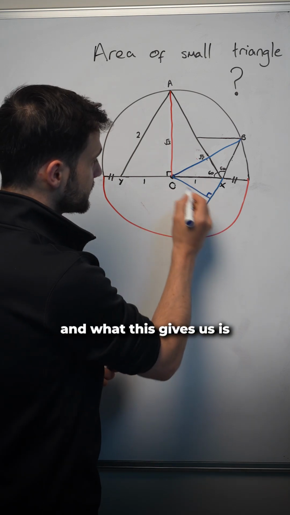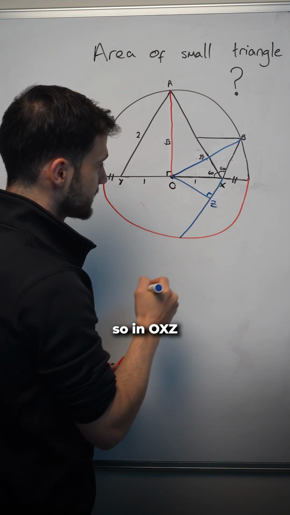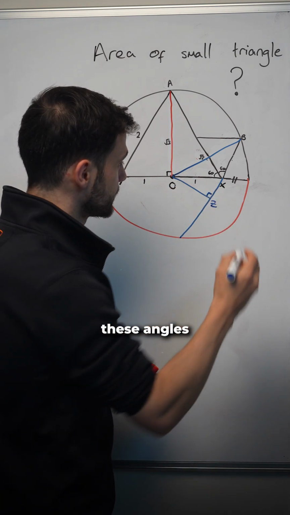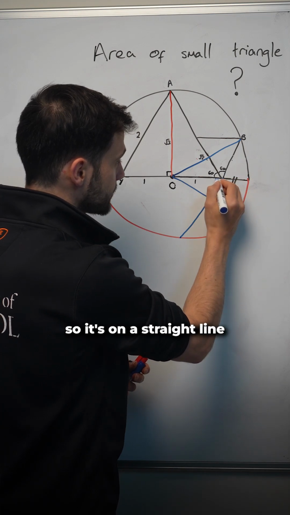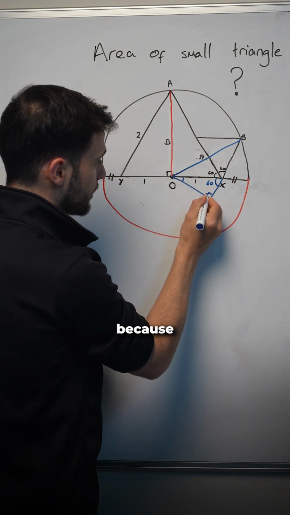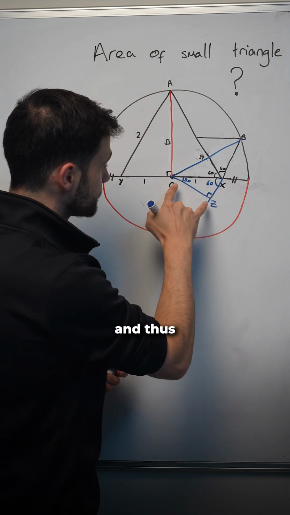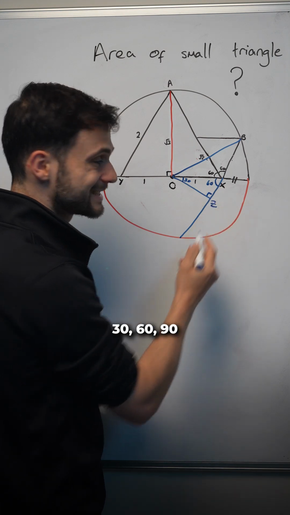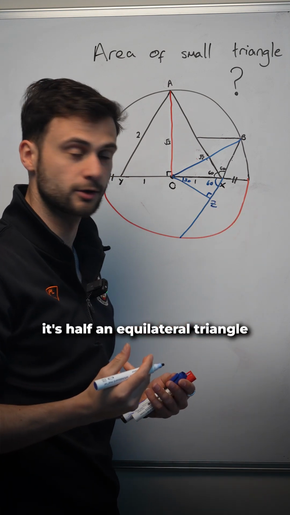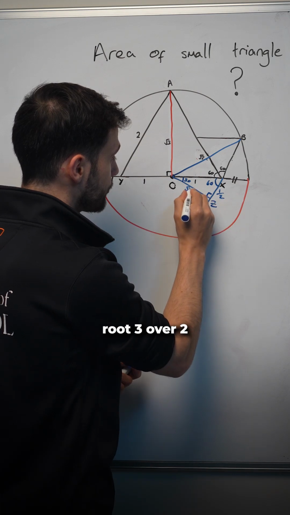And what this gives us is another triangle. We could call this point Z. So in OXZ, we can figure out these angles. Since we know that it's an extension of BX, so it's on a straight line, this angle will be 60 degrees. And thus, because it's a right angle, this angle will be 30. We know the hypotenuse is 1. And thus, because it's in the ratio 30, 60, 90, it's half an equilateral triangle. So we can work out the other side lengths. So this one would be a half, and this would be √3 over 2.